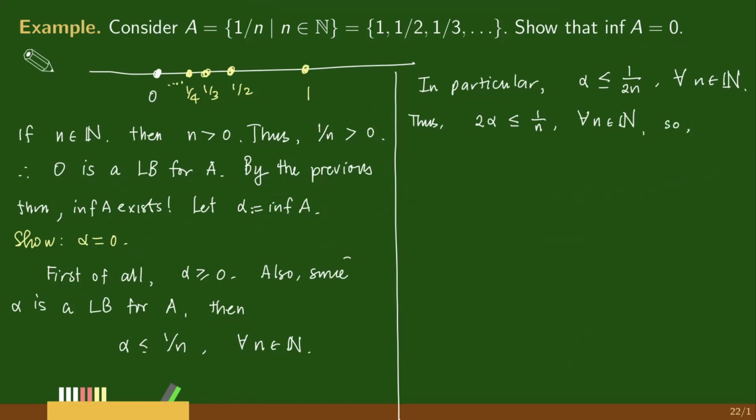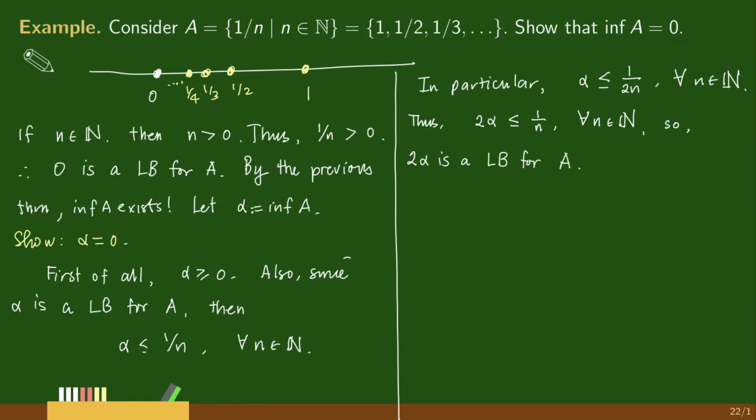Aha, yung 2 alpha, mas maliit ulit sa lahat ng 1 over n. So, si 2 alpha is again, masyadong emotional yun. So, tama nyo, when you write a proof, you avoid to inject emotions. Okay? Kailangan neutral lang yung tone kapag kayo nagsusulat ng proof. Very formal. As much as possible with minimal words. 2 alpha is a lower bound for A.